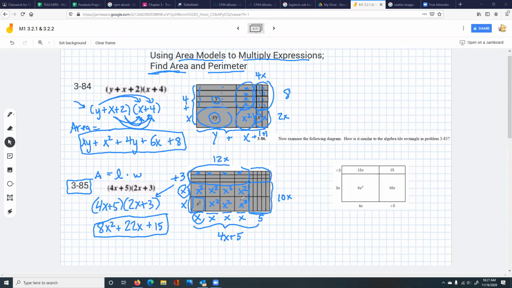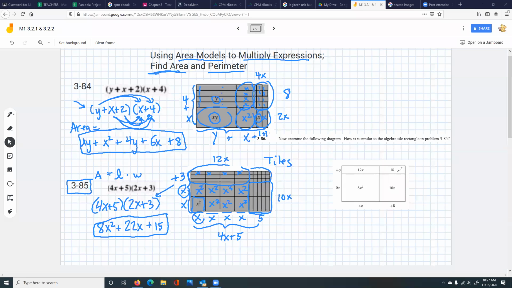Do we want to use the tiles every time? These are called tiles, right? First of all, you guys don't have a bunch of tiles. You can draw these out every time if you want to, but that would take a lot of time. So there's a faster way, right? So this is what we're going to do.